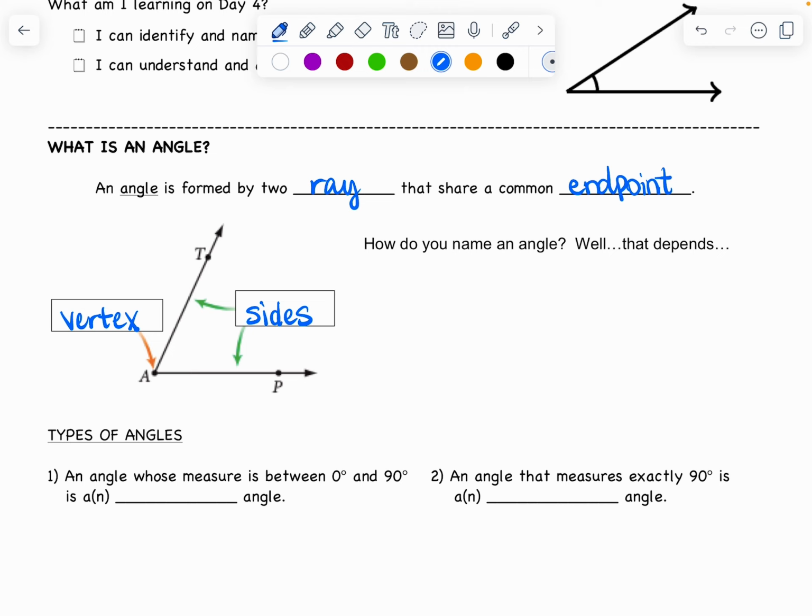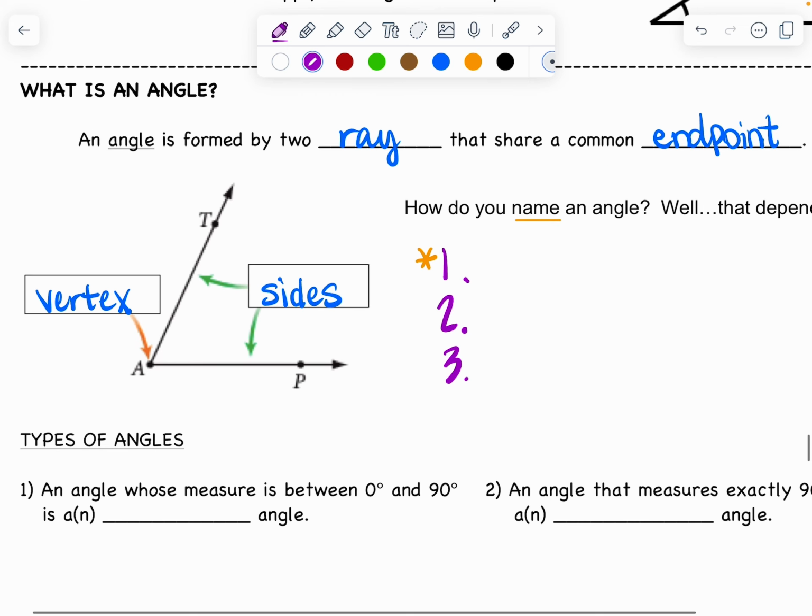Now, you are going to have to name angles quite frequently, right? And so there's basically 3 ways to name an angle. I'm just going to number them right here. I'm going to put a little star next to the first one because this is the first way that I'm showing you is probably going to be your go-to, like 90+% of the time. Okay, so when you name an angle, the easiest way to go about that is to use 3 letters.